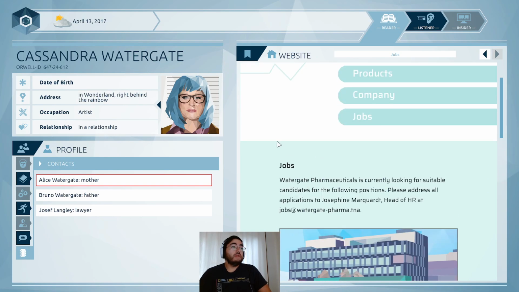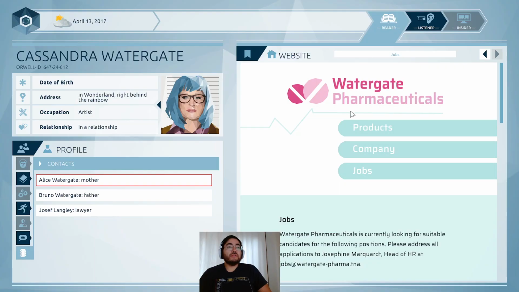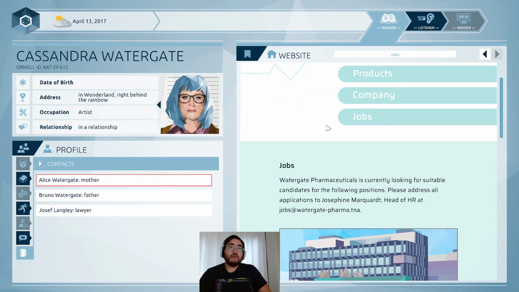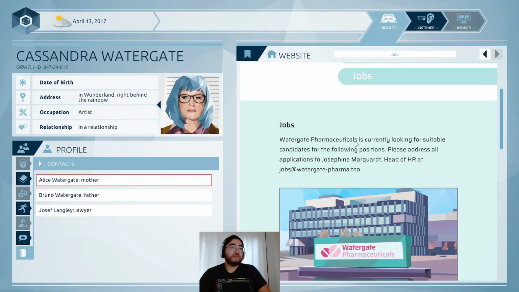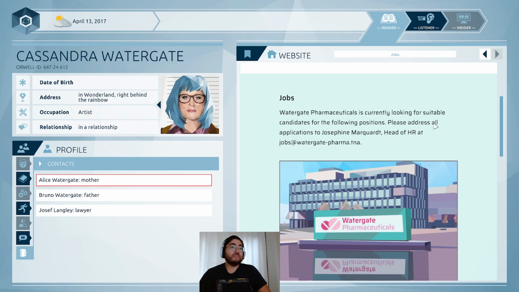Here we go. Jobs. So companies will often list jobs that you can get for them on their website. So Watergate Pharmaceuticals is currently looking for suitable candidates for the following positions. Please address all applicants to Josephine Marquardt, head of HR at jobs@watergate.pharma.tna.